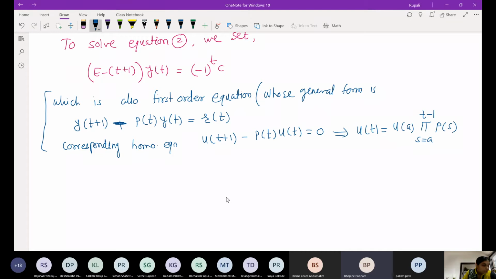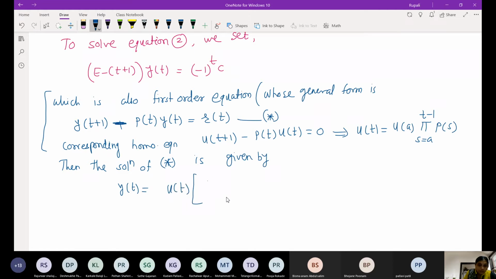And for the non-homogeneous equation, the solution of star is given by y(t) is equal to u(t) times v(t). But what is my v(t)? It is the sum of r(t) upon u at t plus 1, plus c. Is that right? This is the theorem.